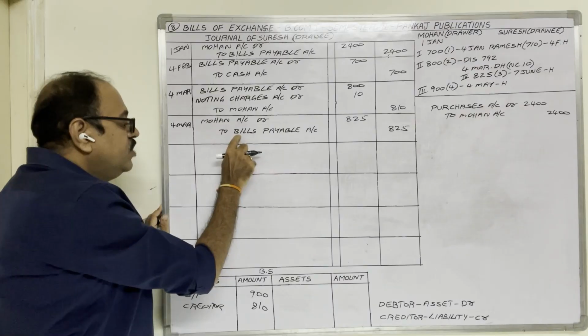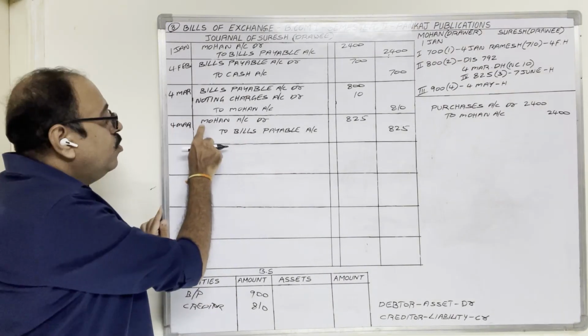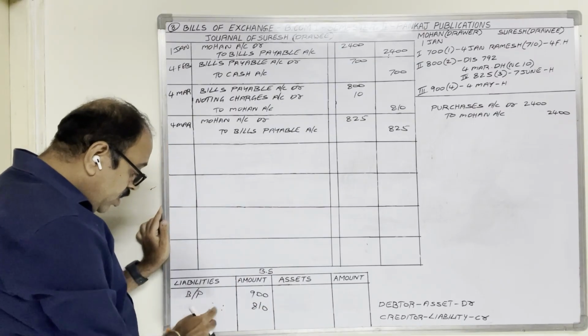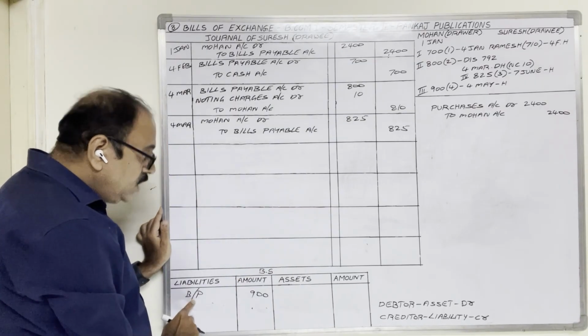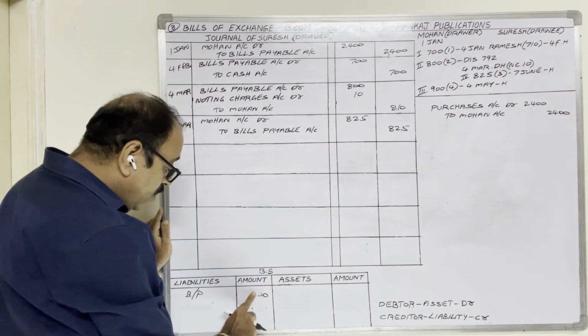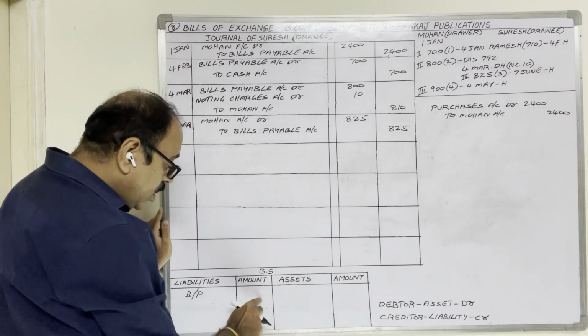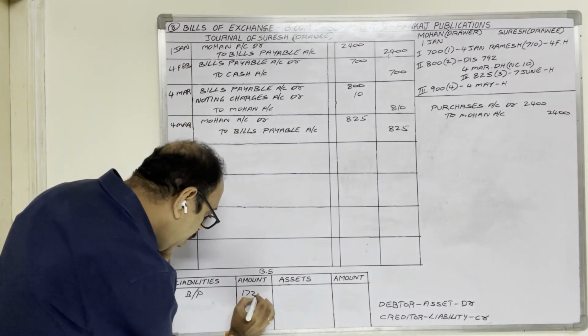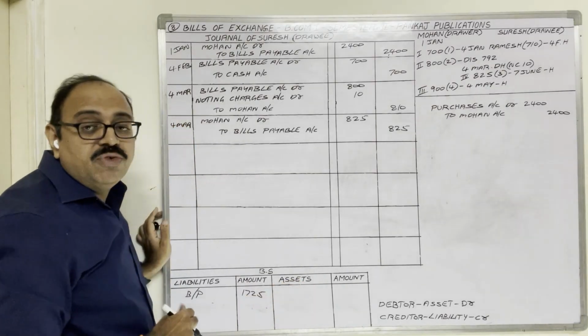So what is the effect of this entry on the balance sheet? Mohan account we are debiting with 825, which means the creditor account is cancelled. And bills payable we have credited with 825, which means another 825 of bills payable is created. So the total bills payable amount becomes 1725.